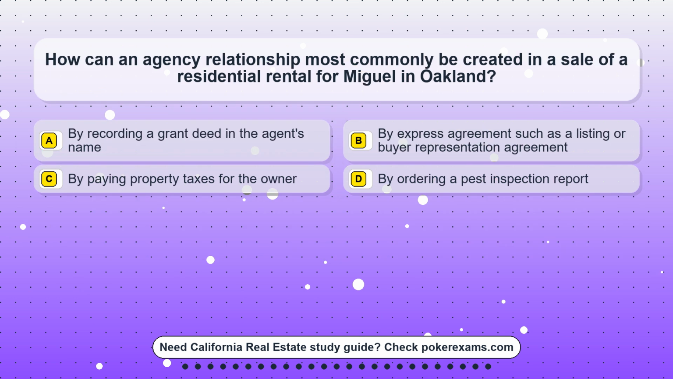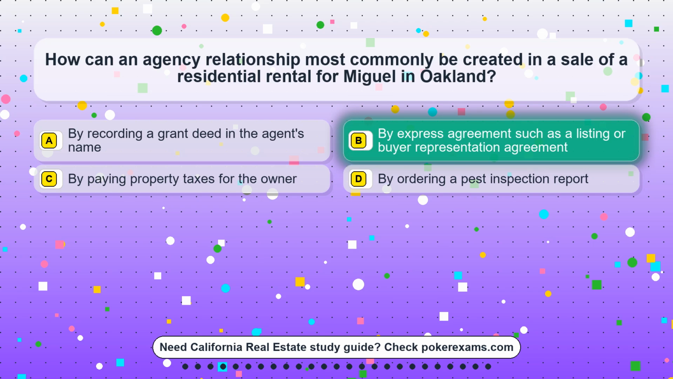Question 3. How can an agency relationship most commonly be created in a sale of a residential rental for Miguel in Oakland? Option A. By recording a grant deed in the agent's name. Option B. By express agreement such as a listing or buyer representation agreement. Option C. By paying property taxes for the owner. Option D. By ordering a pest inspection report.